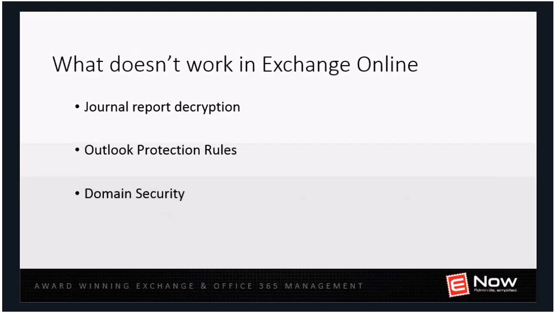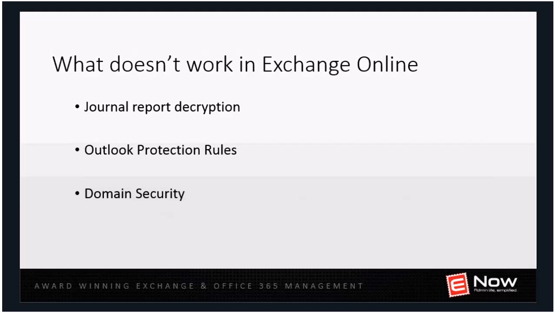Before we wrap up here, there's a couple of Exchange encryption technologies that I wanted to bring up, mention as not working in Office 365. Office 365 is a great solution. A lot of stuff really does work very well, but these three things I've found don't work in Exchange Online. Journal report decryption is a feature that's used for e-discovery, for ensuring that your HR or legal department can read all the messages. Journal report decryption is not available in Exchange Online.